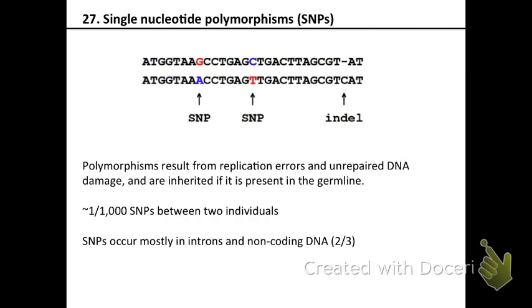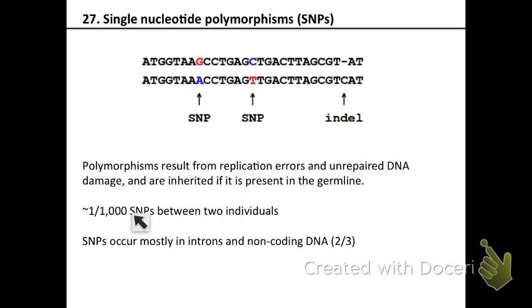The first one is single nucleotide polymorphism, SNPs. You already learned a bit about this. They can be sequence differences. They could be small deletions, like what we call an indel, so insertion or deletion of just one nucleotide, etc. These result from replication errors and unrepaired DNA damage. And if they are inherited through the germline, they're going to pass to the next generation, right? And all these mutations basically create this variation in our genomes.